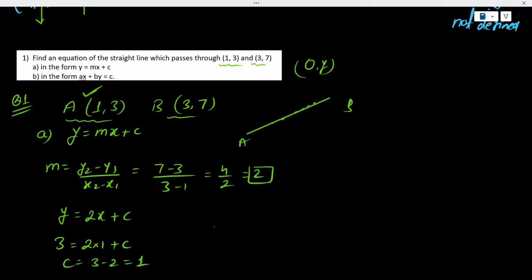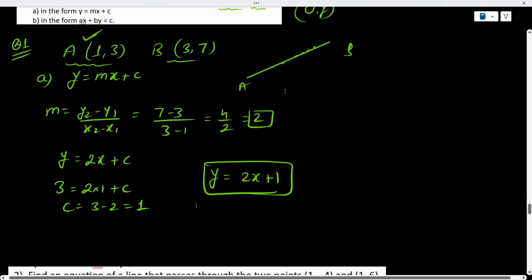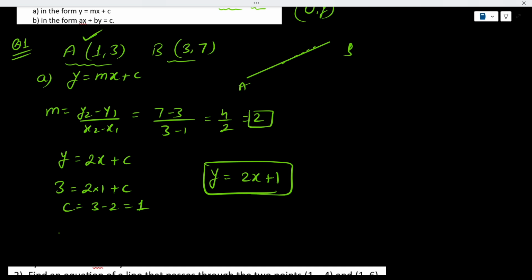So what is going to be your equation of the line here? 2x plus 1, right? This is your equation of the line. Then after that, we need to write this in the form of ax plus by equals c. So how can we do it here? If I take ax plus by, you can take y to the right side, and 1 you can bring to the left hand side.